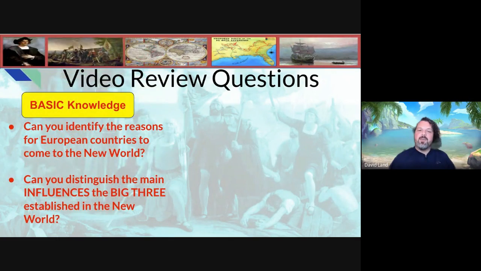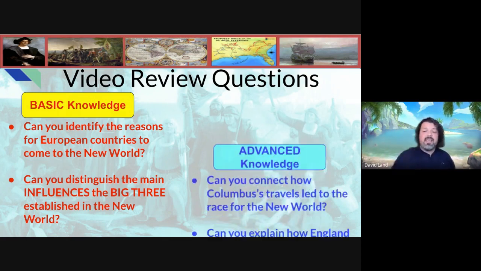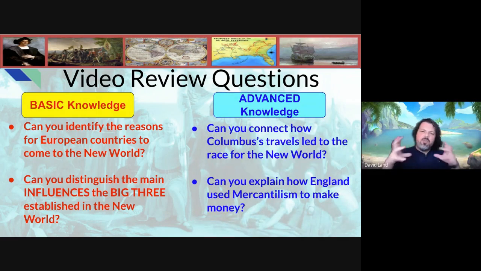Can you identify the reasons that these big three European countries came to the New World? Can you tell the difference between their territory, their religion, or their wealth motivations? Now, that's very basic knowledge. Now, if you wanted to take it up to an advanced level, can you connect how Columbus's travels led Europeans to run over to the New World? How did Columbus and his discovery open the door? And further, can you explain mercantilism as a money-making system?